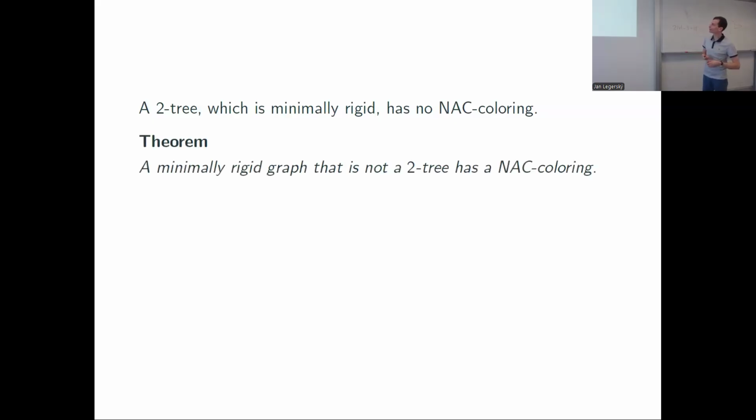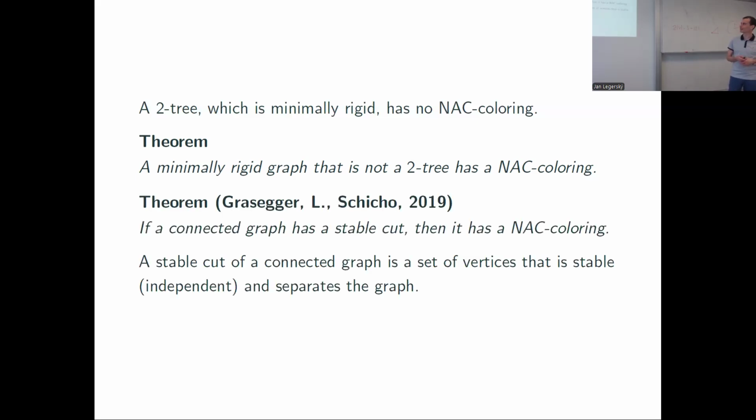What I conjectured in my thesis was that looking at the minimally rigid graphs, also the converse is true. So if I now pick a minimally rigid graph that is not a 2-3, then it has a NAC-coloring. And in the thesis, I was not able to prove it, and then I asked some of the people who are listed whether we could prove that, and we struggled quite a lot. And eventually, after asking more people, Daniel came with the result that basically solved the conjecture almost immediately.